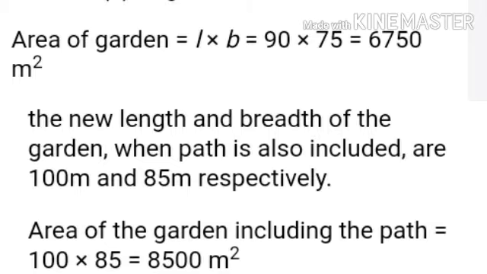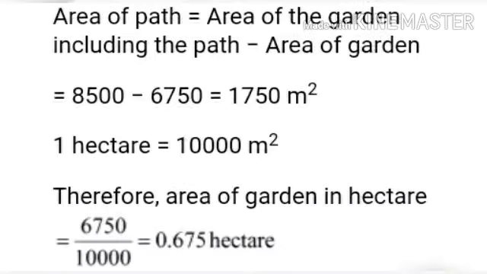The new length and breadth of the garden when path is also included are 100 meter and 85 meter respectively. So area of the garden including the path, 100 into 85, is equal to 8500 meter square. Now area of path is equal to area of the garden including the path minus area of garden, is equal to 8500 minus 6750, is equal to 1750 meter square.